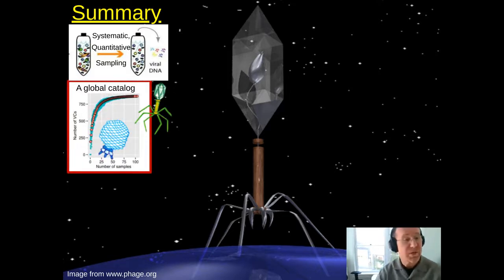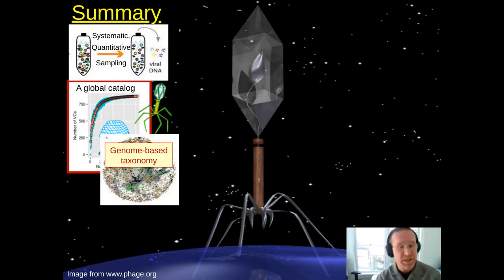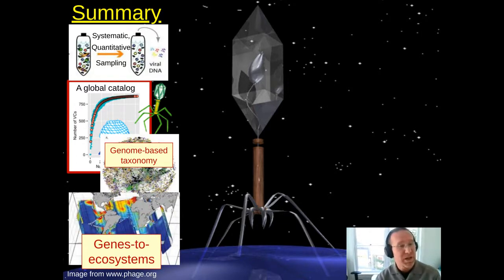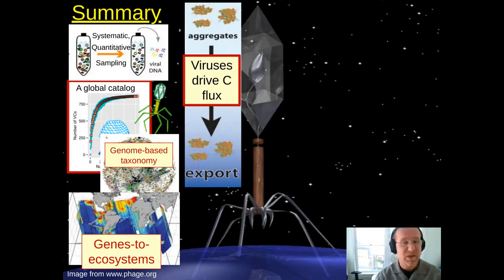We've used these in the oceans to establish a global catalog of the viruses that occur. We've established machine learning analytics to be able to do genome-based taxonomy, because virtually everything we see is new, hundreds of thousands of new virus species in a single paper in the oceans. And then we've used the information from these virus catalogs and their abundances and their ecologies in genes to ecosystems modeling, and in the oceans that was specifically to show that viruses drive carbon flux, supporting this hypothesis that virus aggregates form, and that leads to virus sinking and carbon export in the oceans.